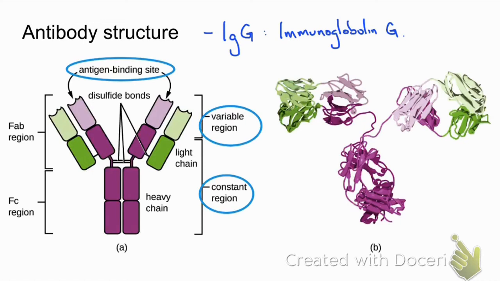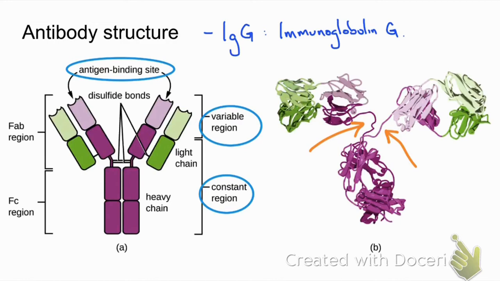But what's more important here is that these arms that make up the Y of the antibody are flexible. They can move around. And so this allows for antibodies to bind to the same epitope twice.